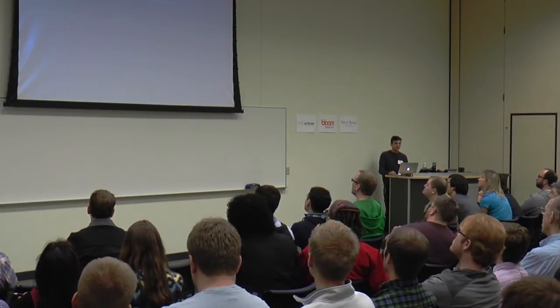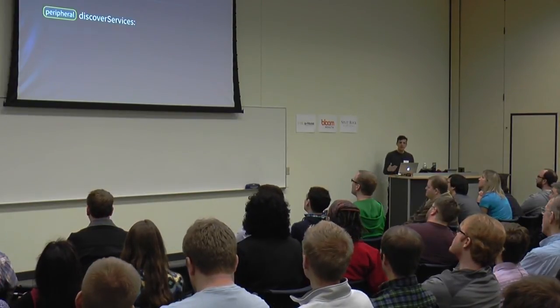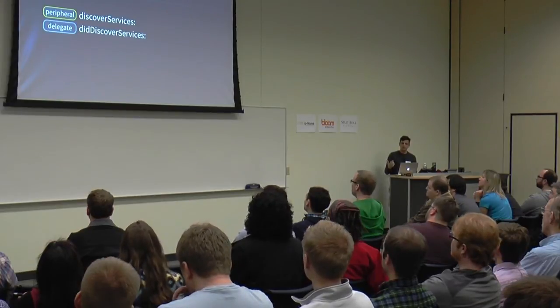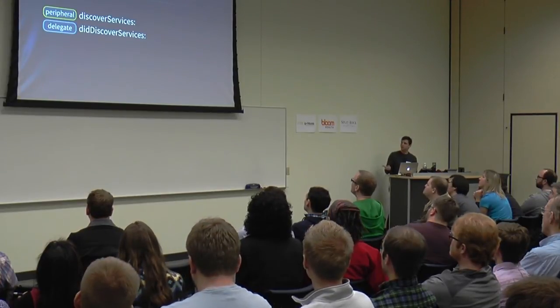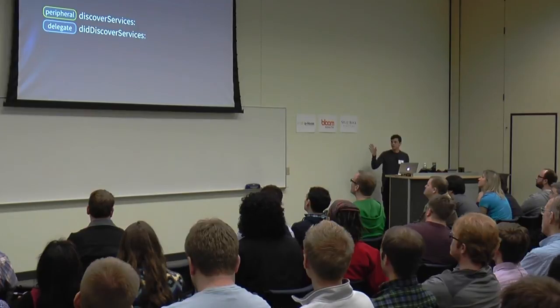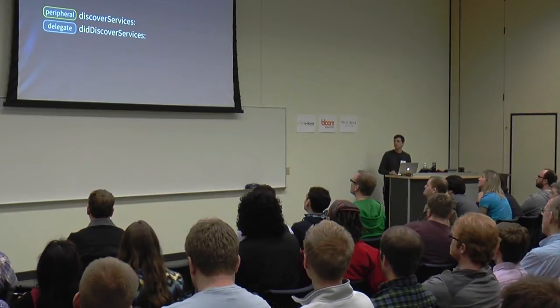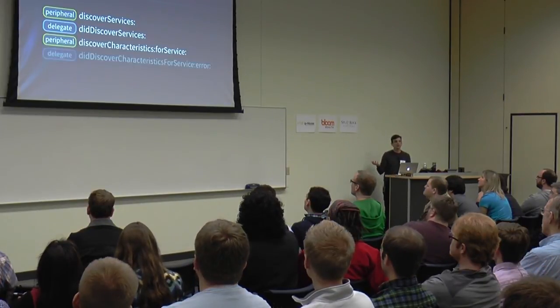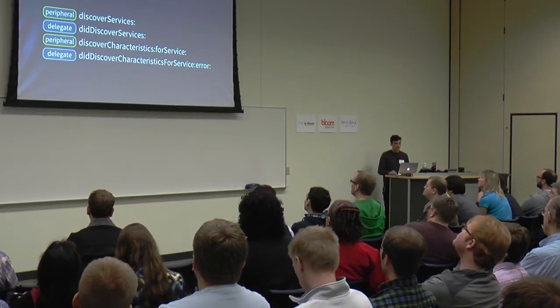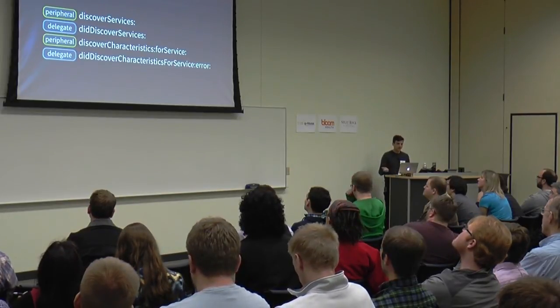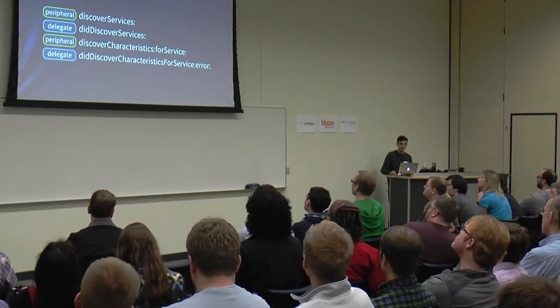So just a quick overview of CBPeripheral. Now that we have a reference to this peripheral and we have a connection to it, we can call discover services. And again, the OS takes care of all the hard work for us, just sends us back an array of services, and we do a similar thing with characteristics. We just discover characteristics, and then get back an array of all the characteristics for a particular service.